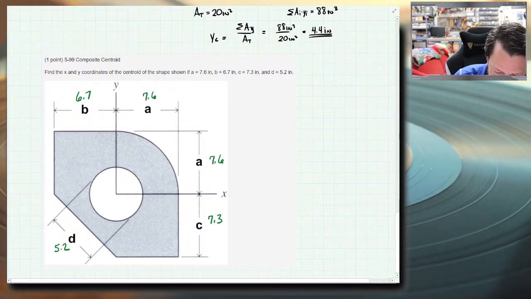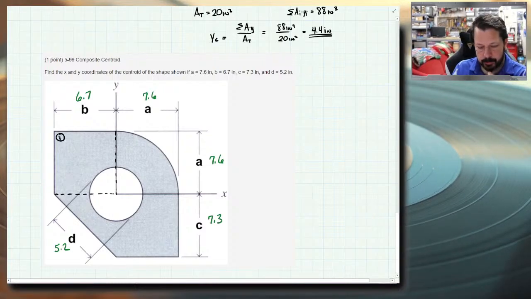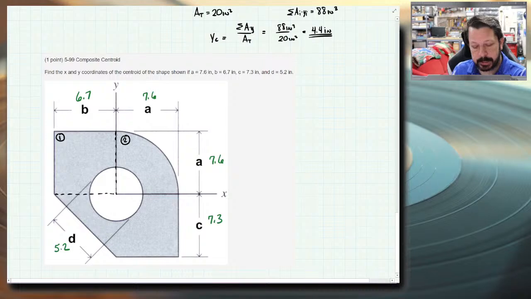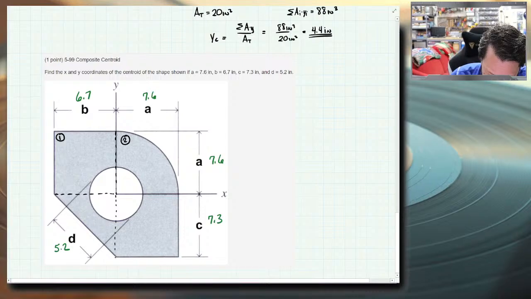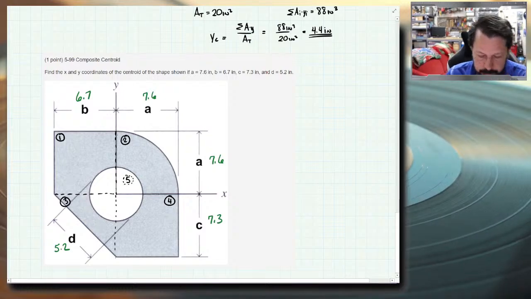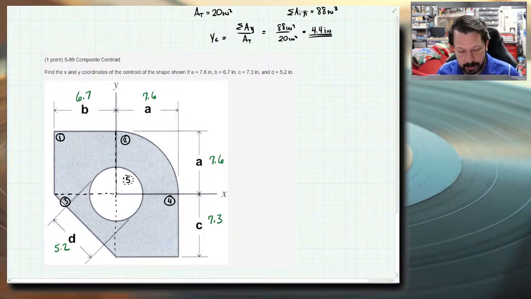So one part is this piece, which is just a square, no, it's a rectangle, b times a. Part 2 over here, that's going to be a quarter circle, solid quarter circle. Part 3 is going to be a triangle. And part 4 is another rectangle. And then part 5 is this hole that I'm going to cut out of everything. So it's actually going to have a negative area.